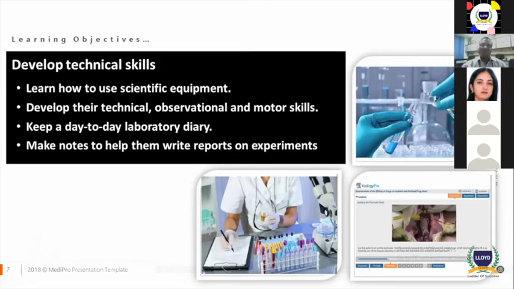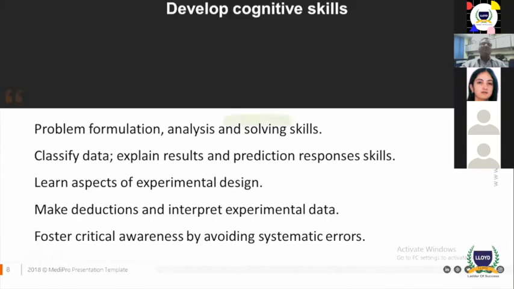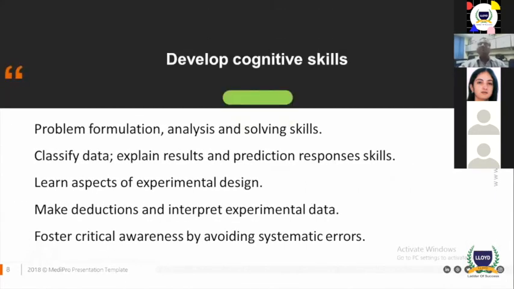Let us look at the next learning objective, that is to develop cognitive skills. In practicals particularly, we are providing students with situations where their cognitive skills will be developed, where their creativity will be developed, where their analytical skills will be developed, where they will be able to interpret the data that is recorded from an experiment. So friends, within 30 to 45 minutes, do you feel that you can enable a student to analyze the data?